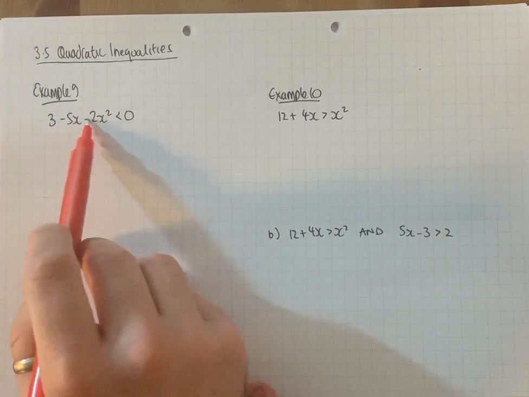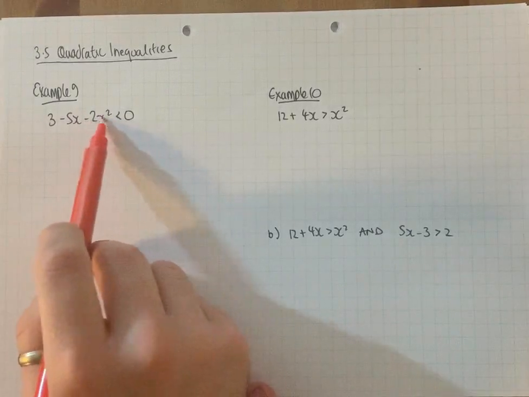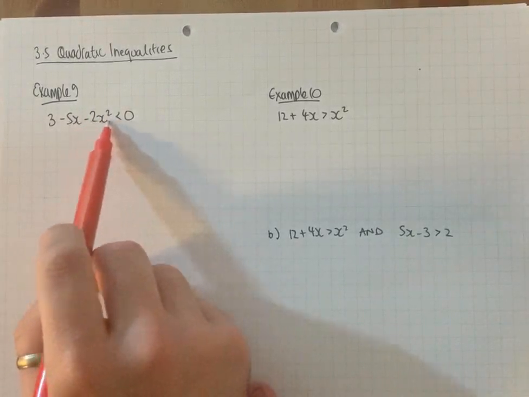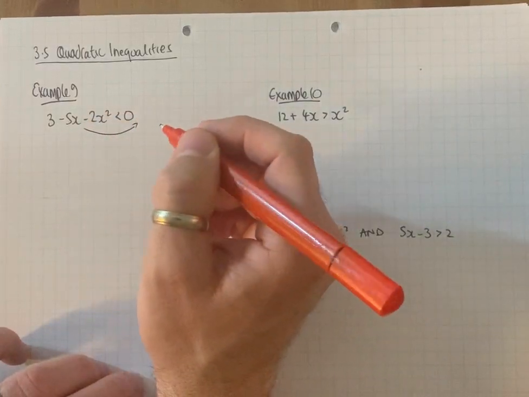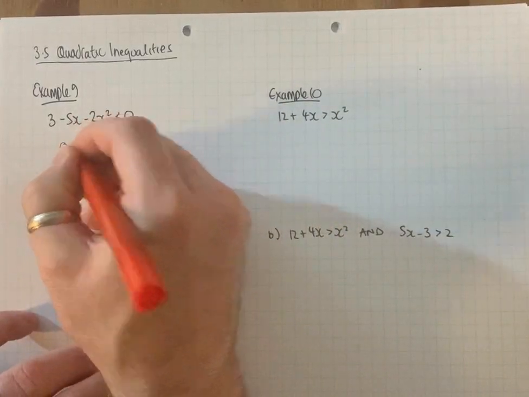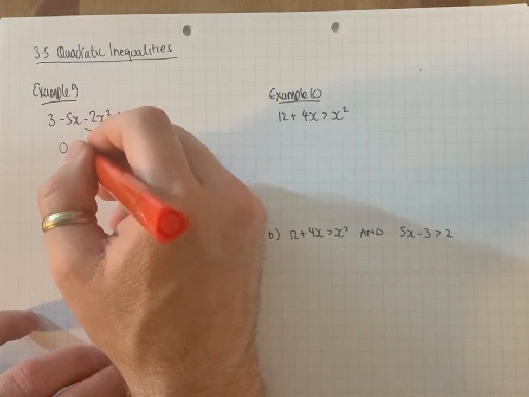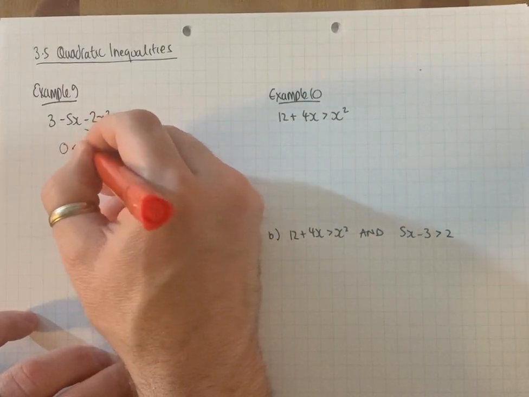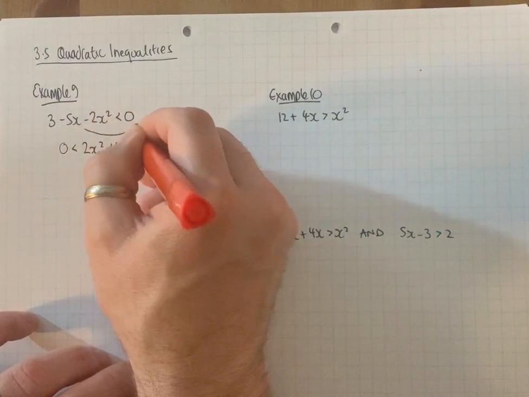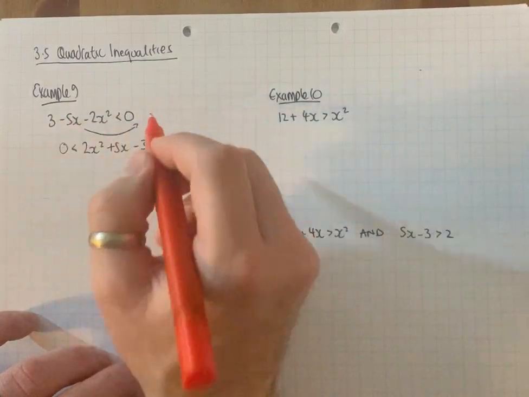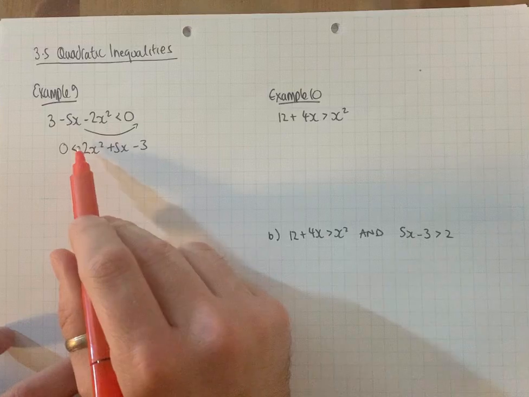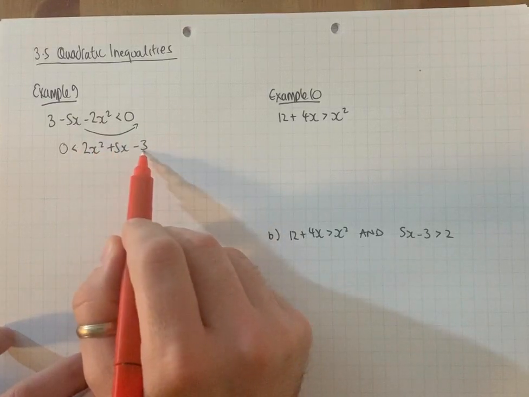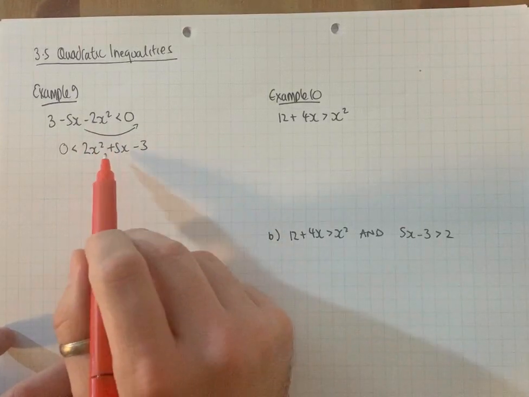Don't like this, negative 2x squared. That's going to be an unhappy graph. Don't like unhappy graphs, I want things to be positive. So first thing I'm going to do is smack everything onto the other side. So I'm going to get 0 is greater than 2x squared plus 5x minus 3. As they move sides, all the signs change. So I know it's going to be a happy quadratic. I know it's going to go through the y-axis at minus 3.